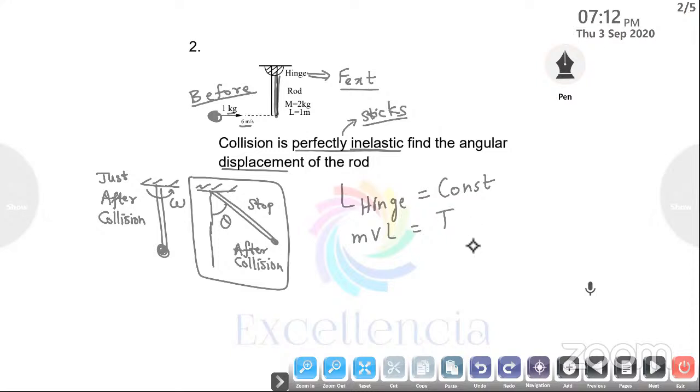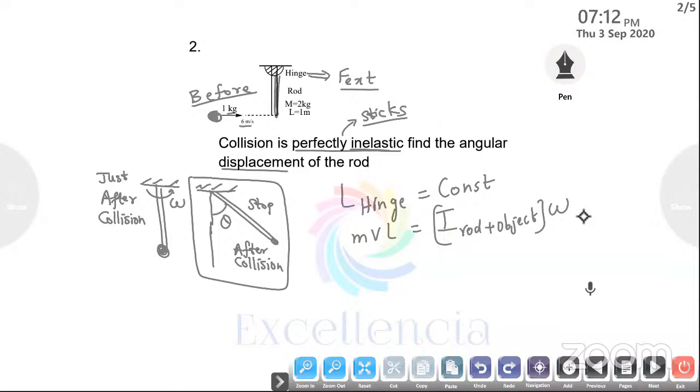After the collision, the entire rod plus that small object, they are rotating. So after collision, this is the angular momentum formula, I omega. Before the collision, nobody was rotating, so you can just write mvr.